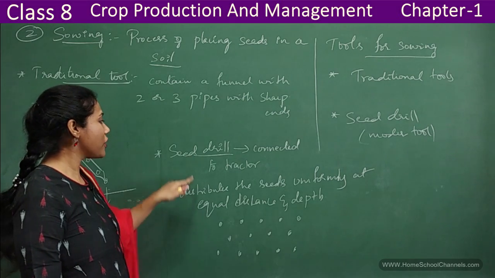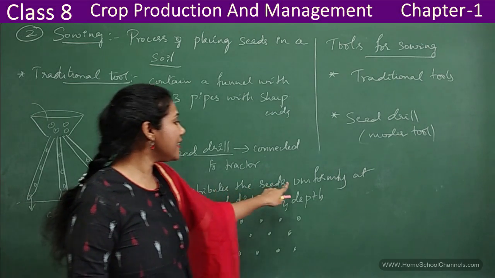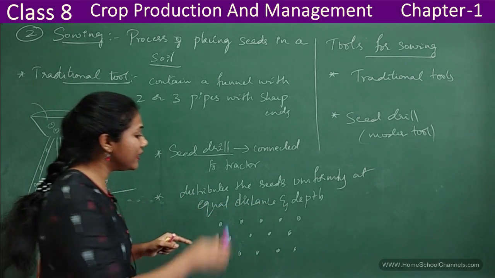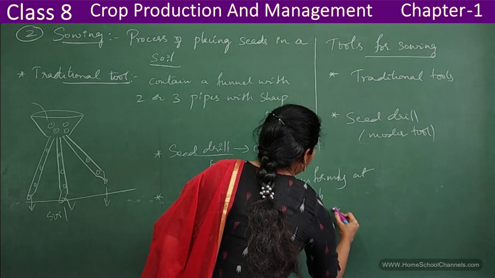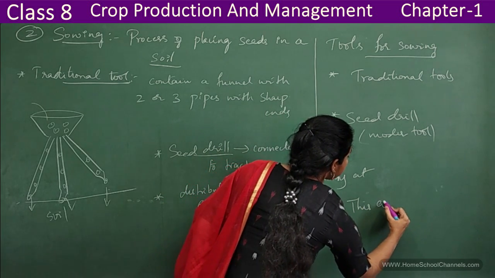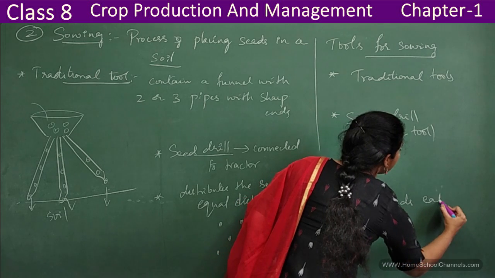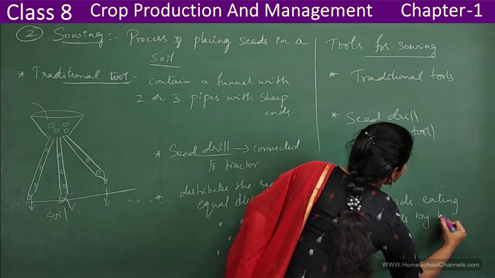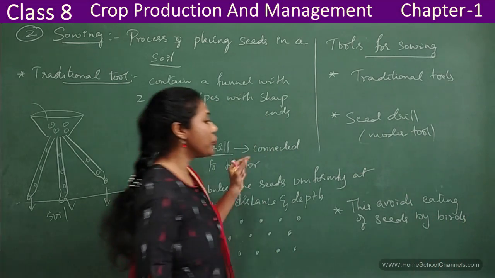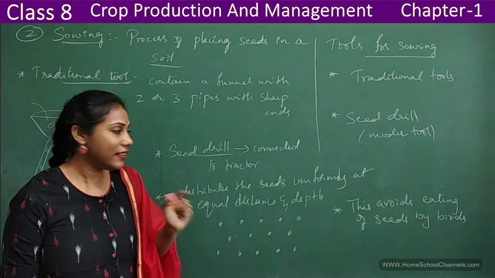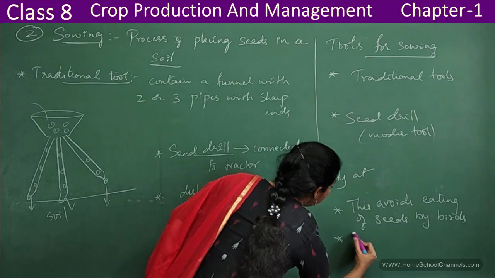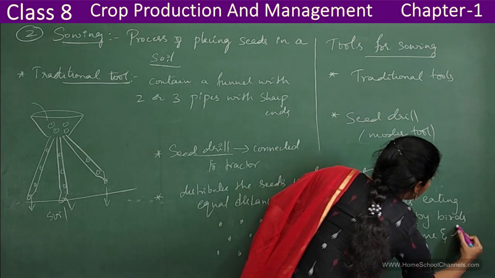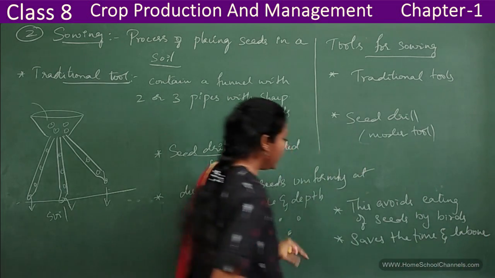Clear? So what is the advantage? Seed drill distributes the seeds uniformly at equal distance and depth. Okay, and this avoids, I can say, one more point, this avoids eating of seeds by birds. So this is another advantage of sowing the seeds with the help of seed drill, right? And one more thing is it can save the time and labor. Saves the time and labor. Clear? So this is another advantage.